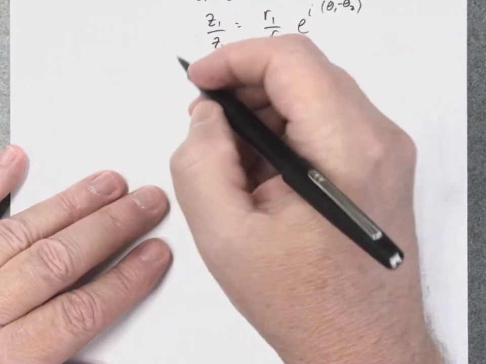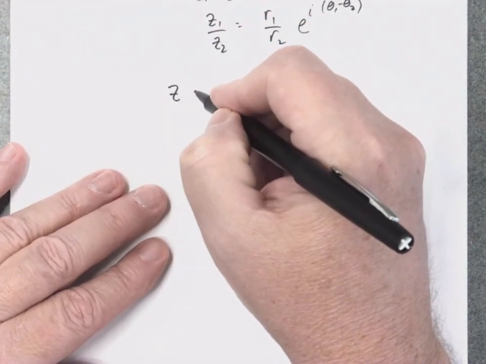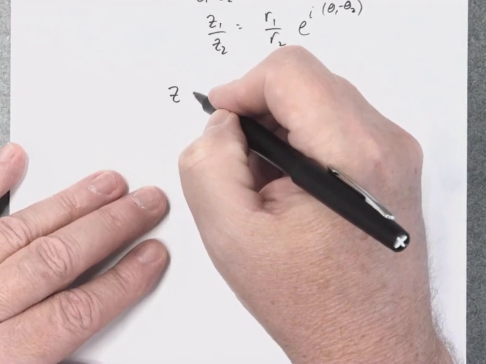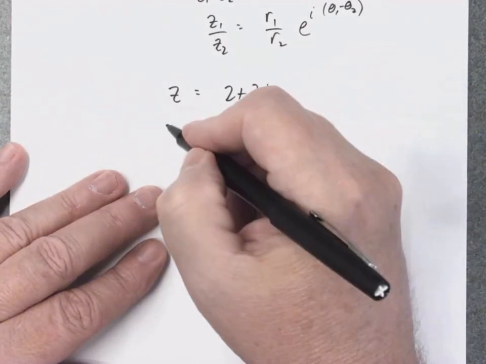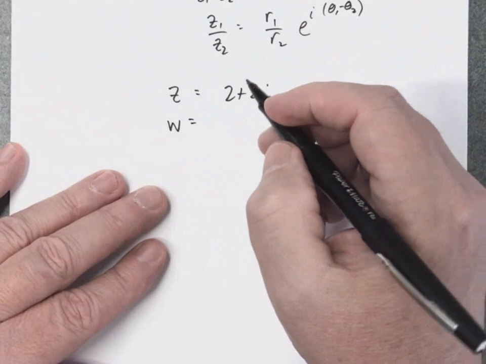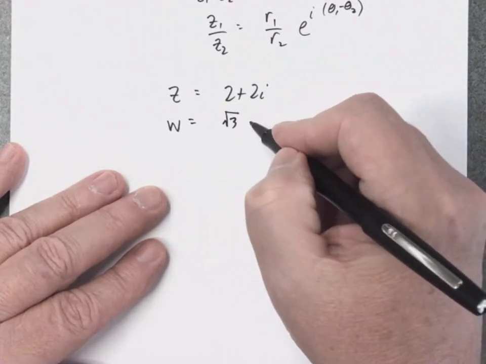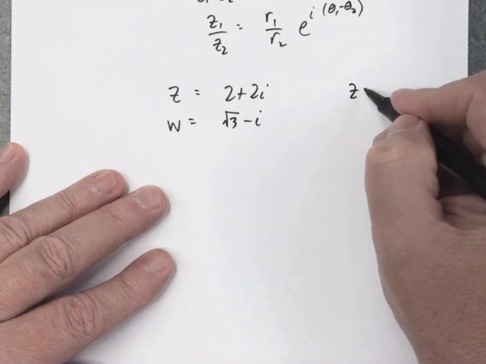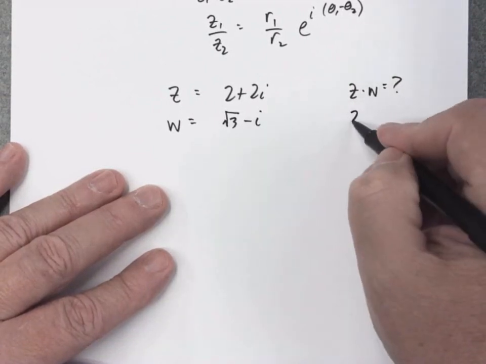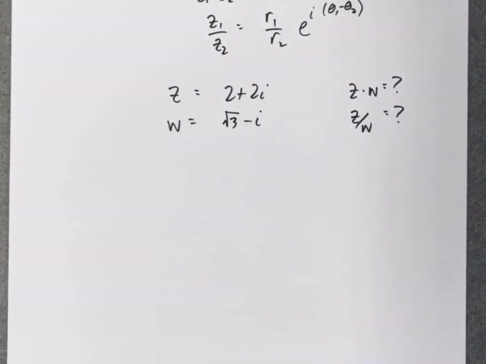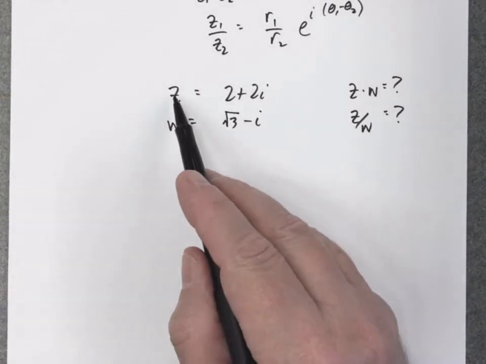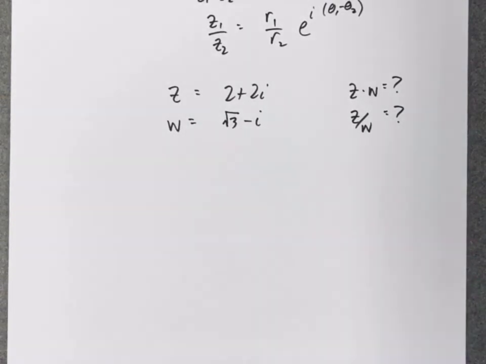Now when you have homework in the book, what they like to call the two vectors, or the two complex numbers, are z and w. So we'll call z 2 plus 2i, and w is square root of 3 minus i. They want to multiply these together and then also divide them. The best way to do this is to take each of these complex numbers and first convert them into the exponential form.